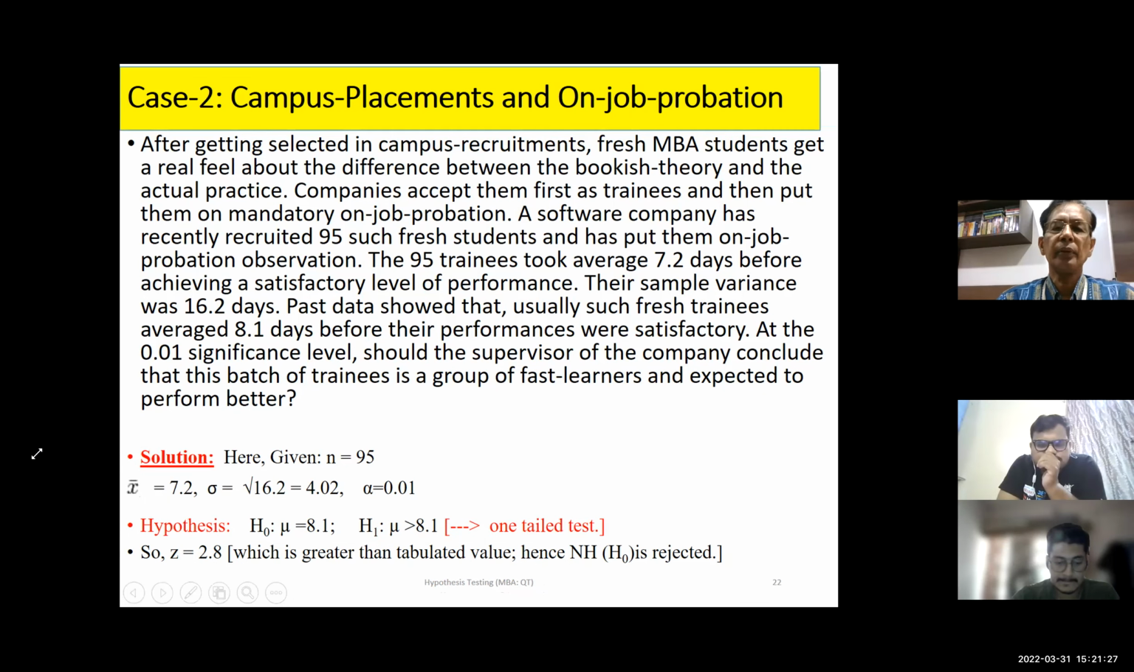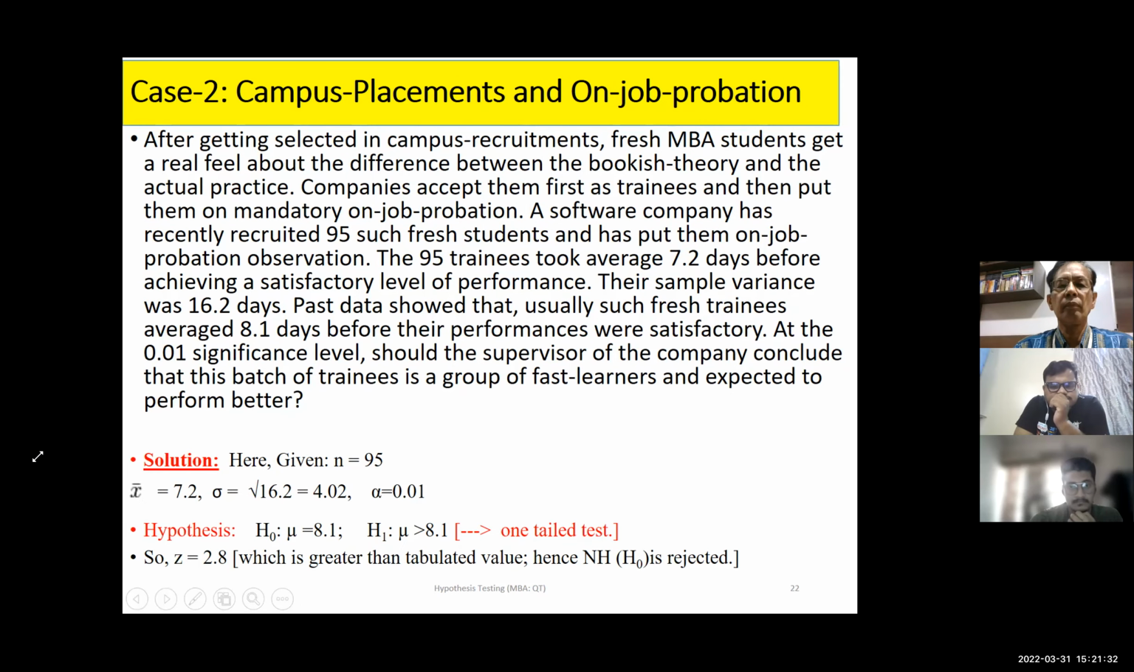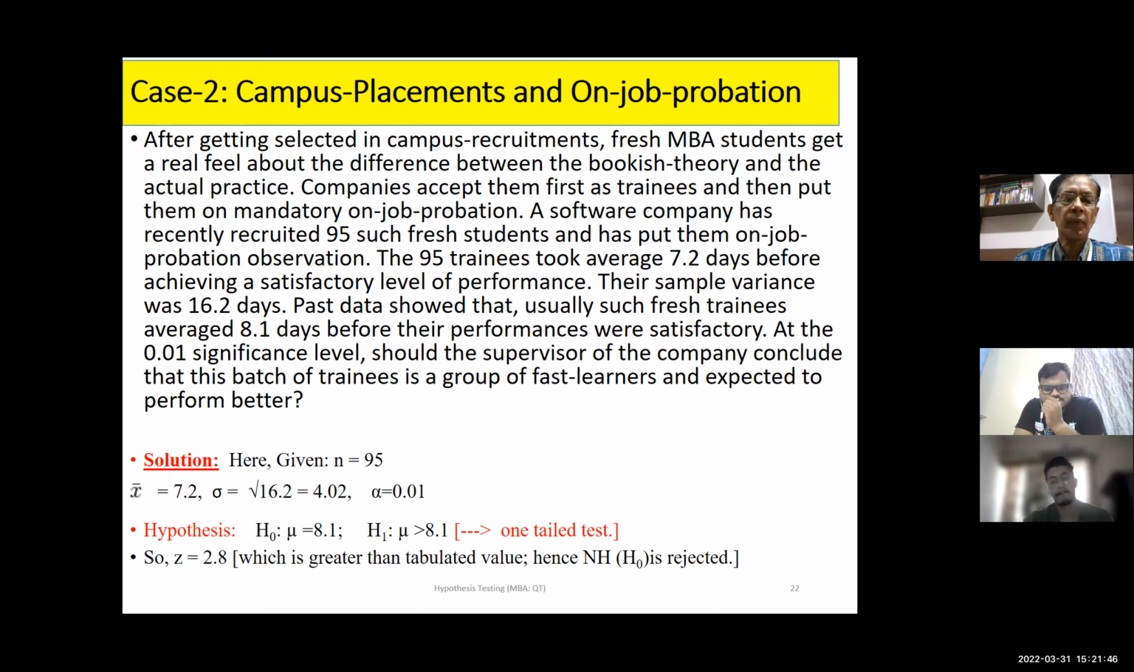Parijit, take over. Sir, one tail, left tail? All of you agree? I think right tail. Yes, right tailed. It is right tail. Parijit, why could you not understand? Oh sorry sir, it will be right tail. I misinterpreted it, sorry sir. Take it easy, don't be overconfident, dear, okay?